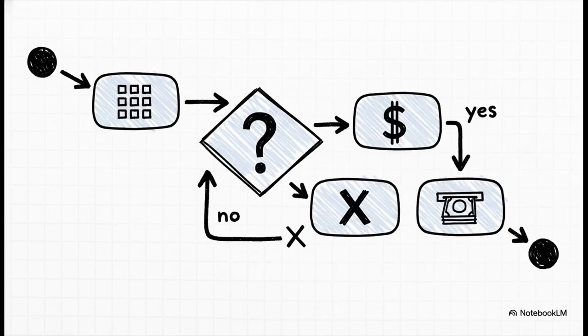Here's one we all know, getting cash from an ATM. You start the session, you perform the action, enter PIN. The machine immediately hits a decision node. Is the PIN correct? If it is, you get to request an amount. The system then checks with the bank, and once it gets the green light, it dispenses your cash and ends the session. It's just a clear sequence of actions and decisions.